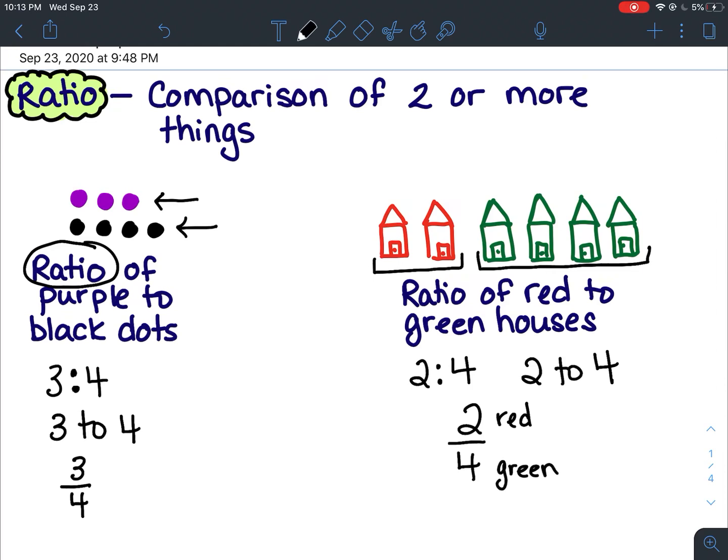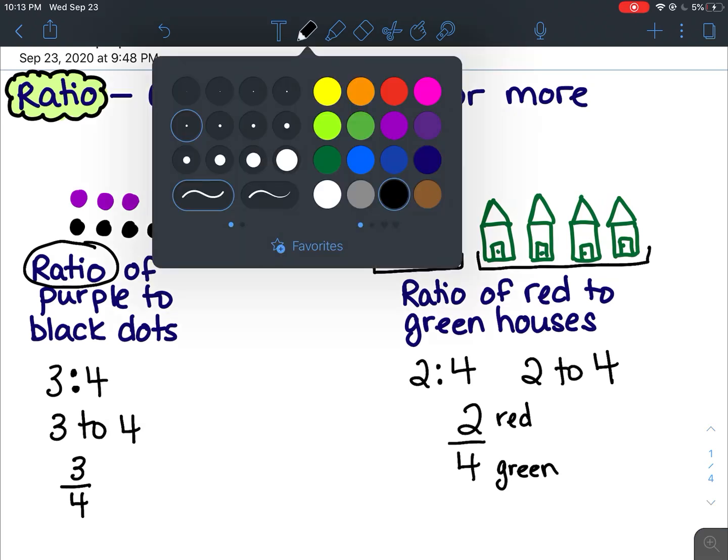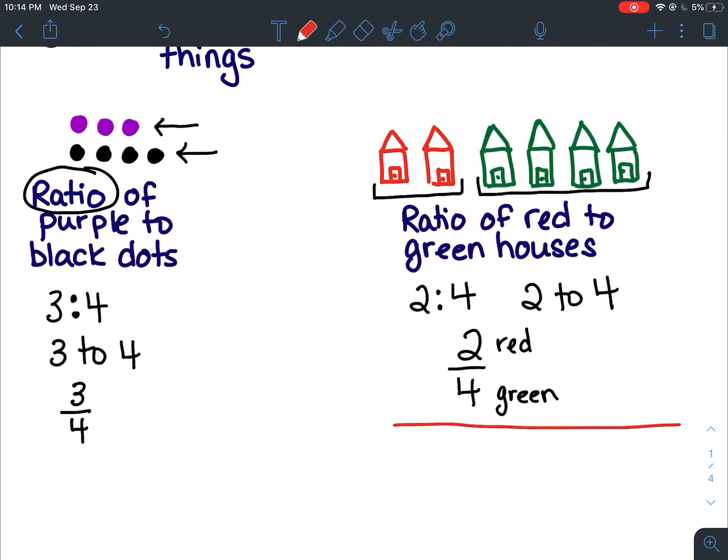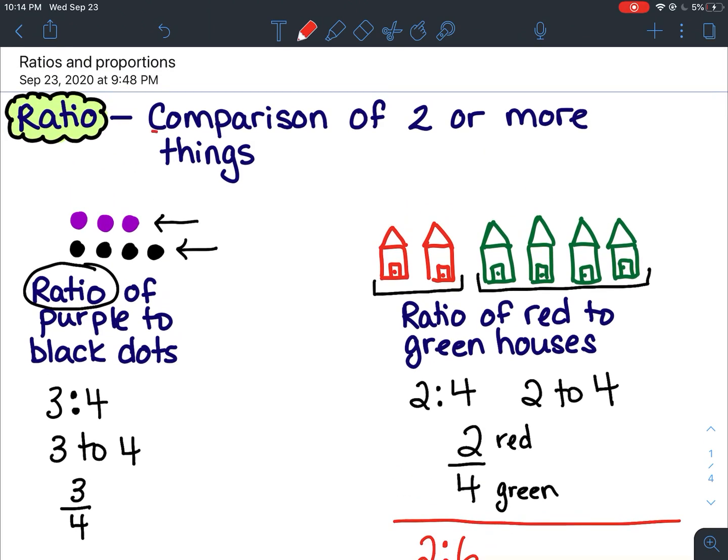We can also compare total number of houses with the red or green houses. So we could also say a ratio of 2 red houses to 6 total houses. So this is the red houses and this is the total houses. So you can compare anything you want to each other. So a ratio is a comparison of 2 or more things.